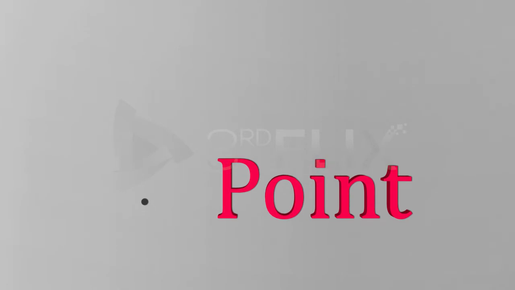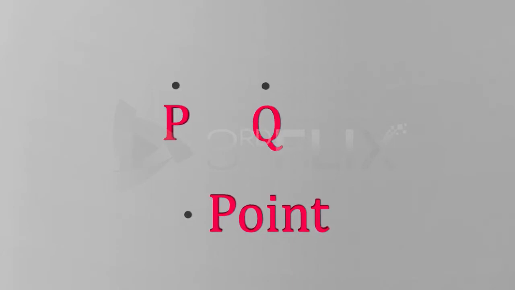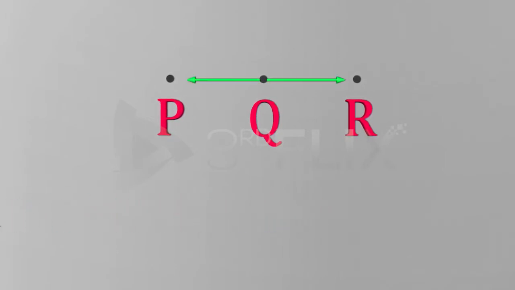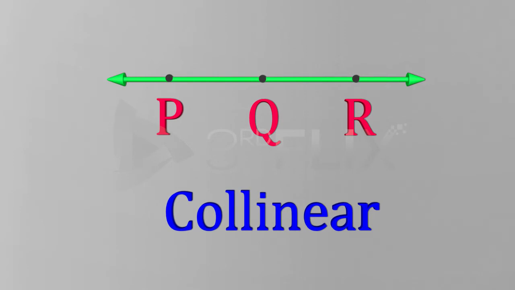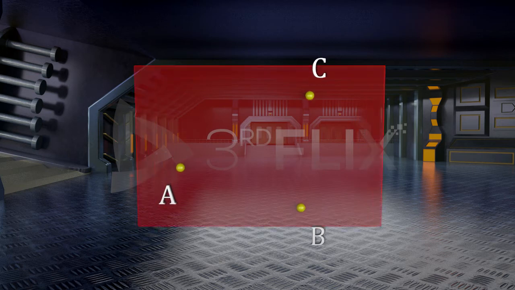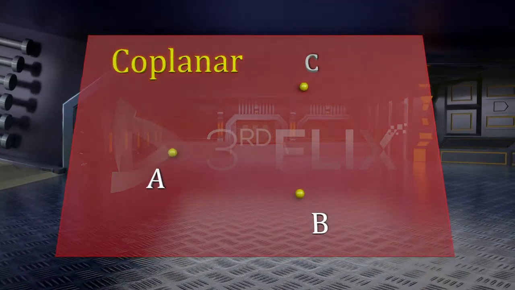Points are usually named by using an uppercase single letter. In the figure above, the points P, Q, and R are shown. If a set of points lie in a straight line, they are called collinear. If a set of points lie on the same plane, they are called coplanar.